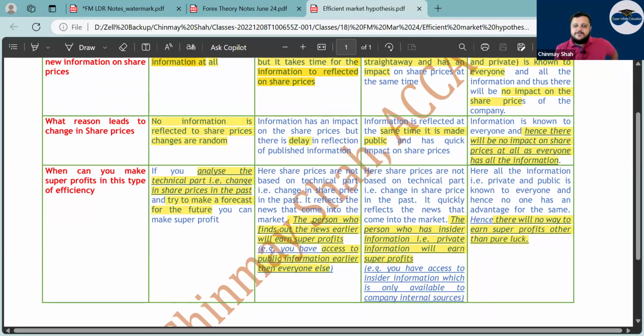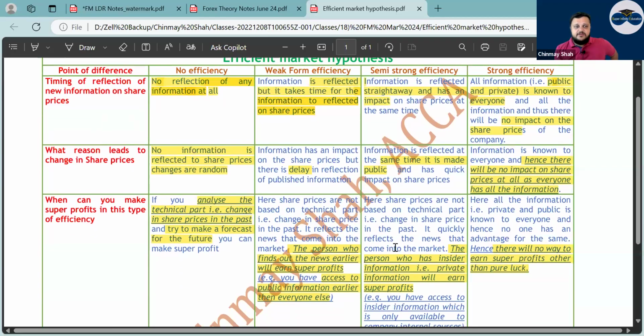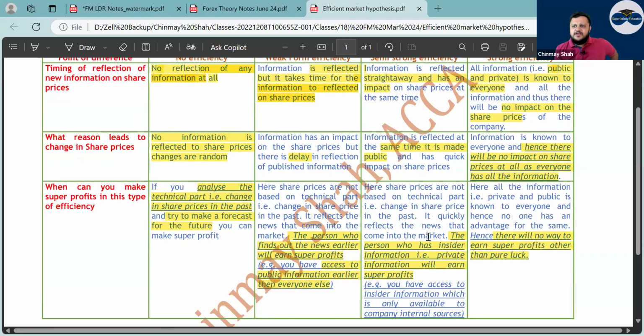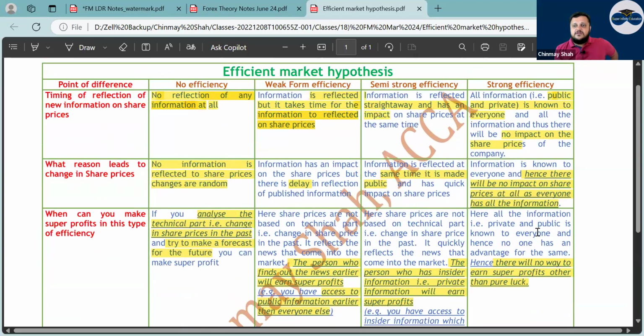Trading, right? Share, when it is a semi-strong form market, information is reflected at the same time it is made public. Right now, everything is on social media, correct? The person who has insider information, that is private information, will earn super profit. Who knows this is going to be announced next week or next month? If he knows it already, then he has the upper hand, he has insider information.